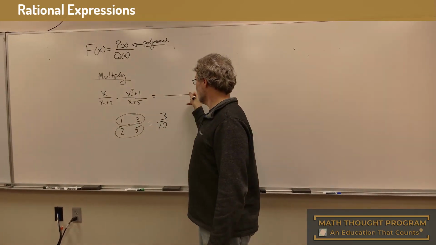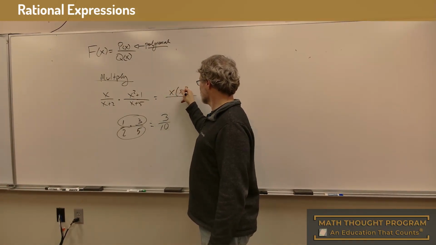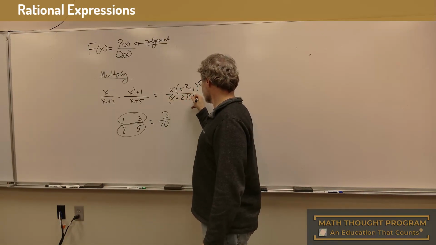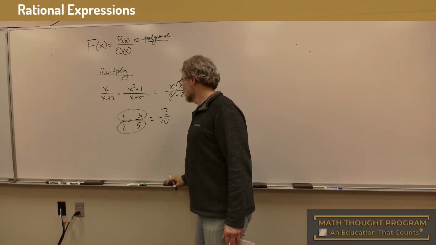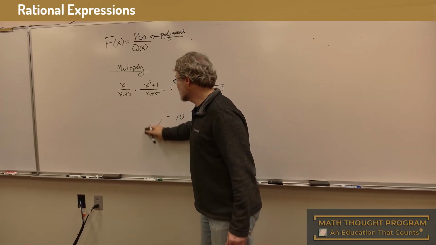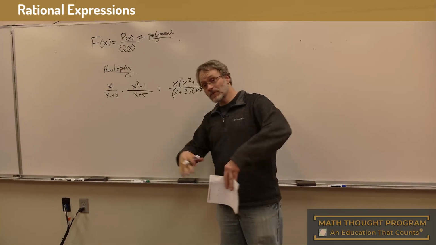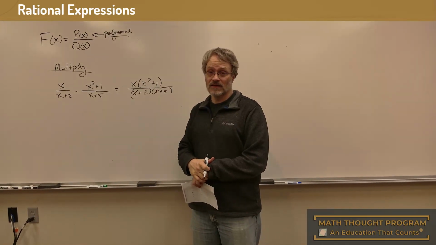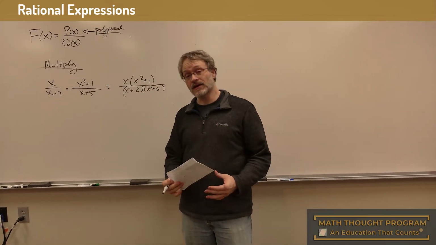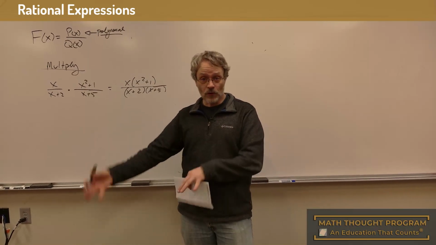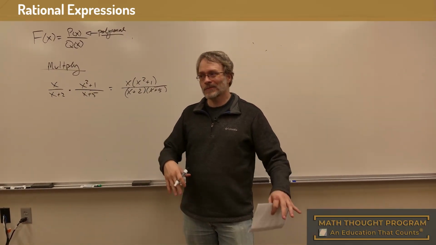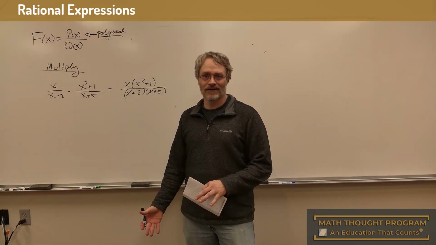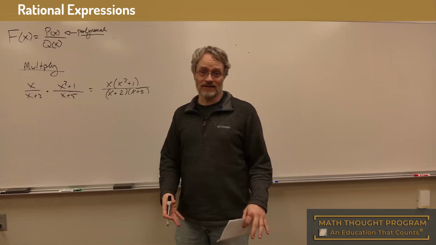So here I would have x squared plus 1 over x plus 2 times x plus 5. And guys, that's about it. I multiply my rational expressions together, and there it is. You know, I could take this and expand it out, FOIL it out with the distribution property, but I have to ask myself, what's the benefit in doing it? I don't always have to do that.